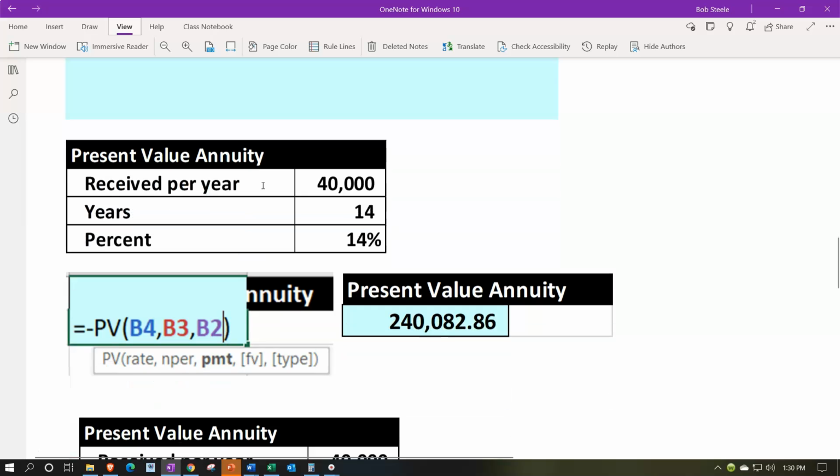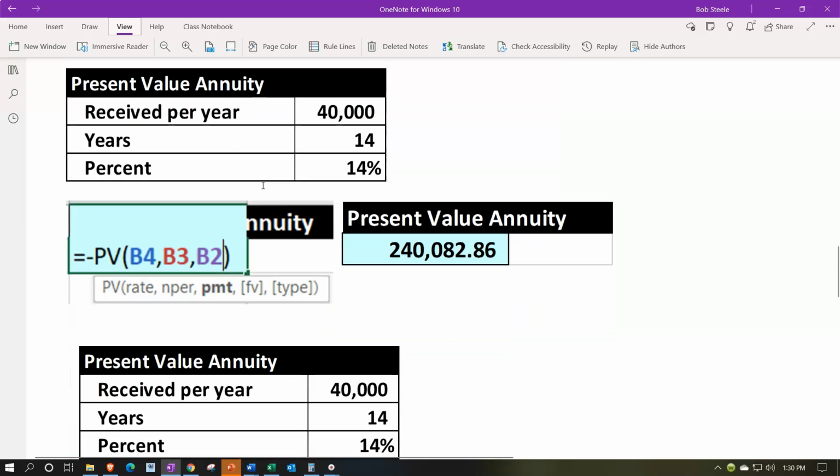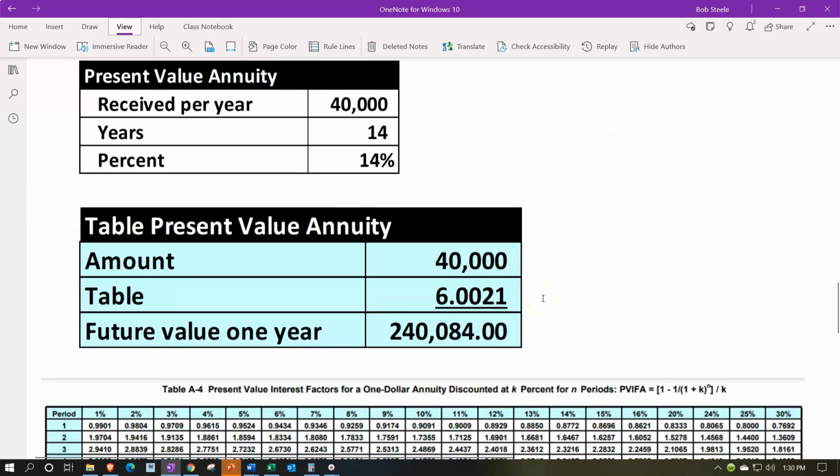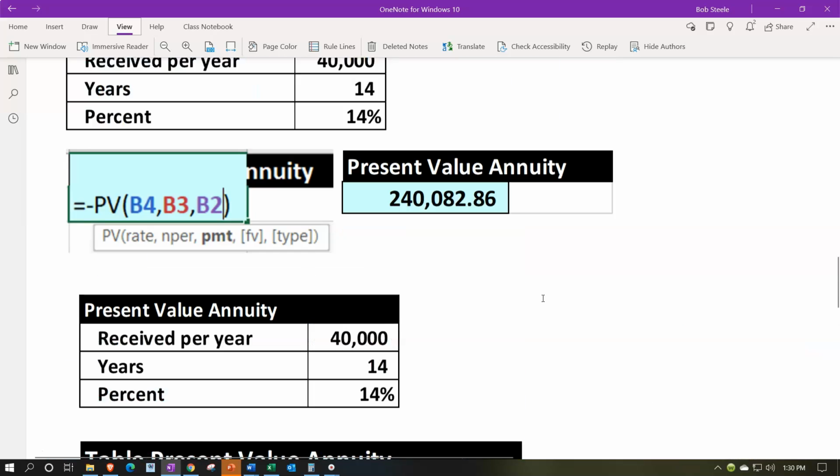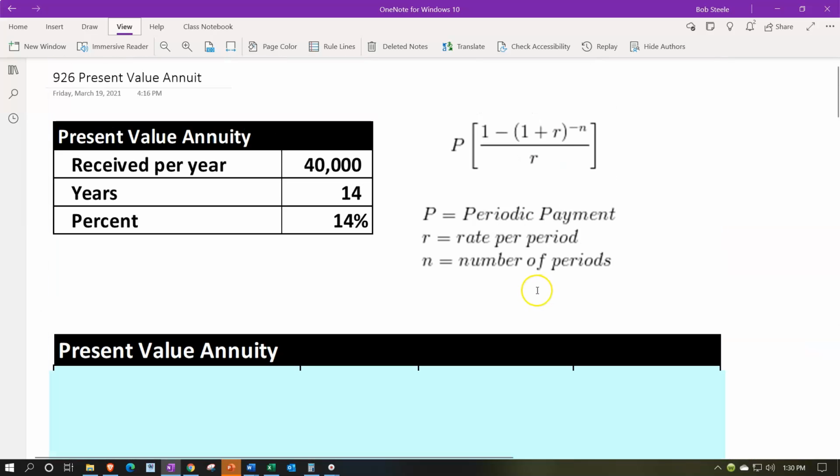So we will practice that again. And then we have the present value using Excel formulas, the easy way to get there. And then we'll do the present value with the use of the tables. So we're going to be running another kind of scenario here with our present values.